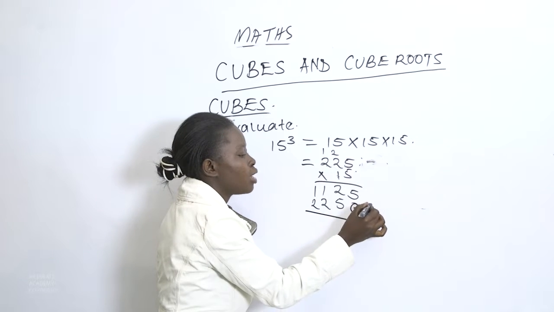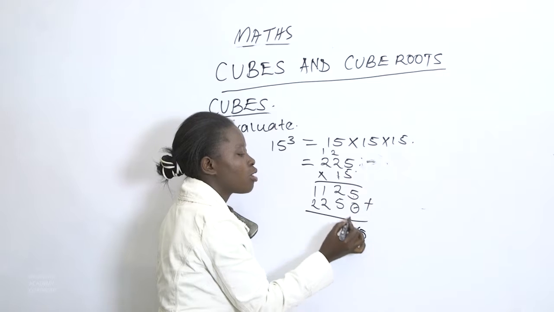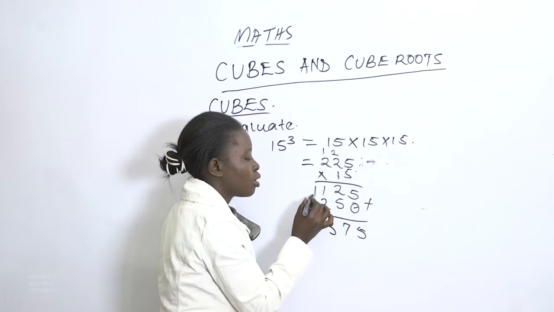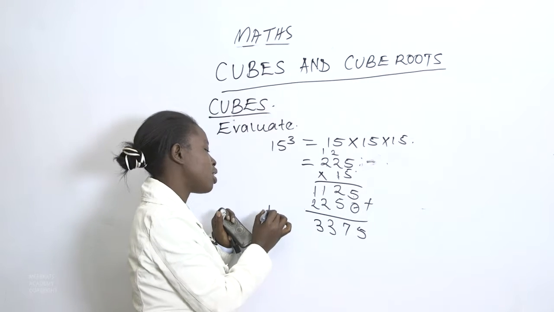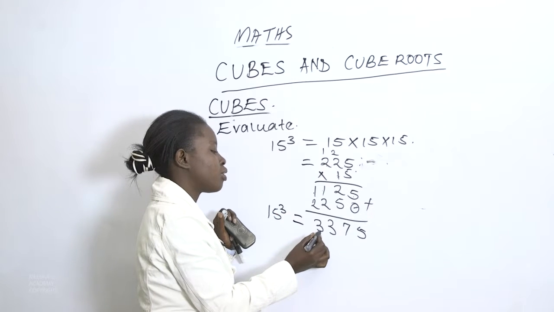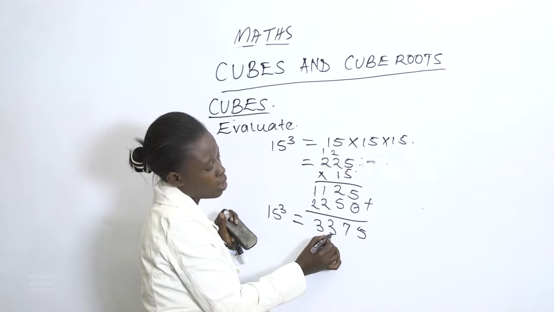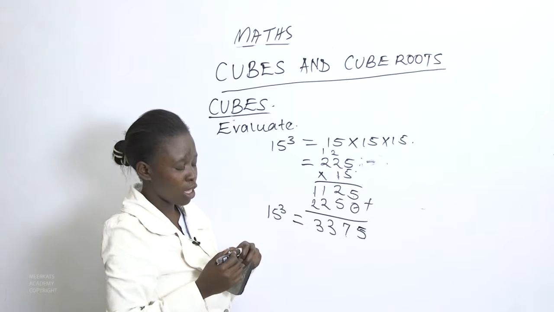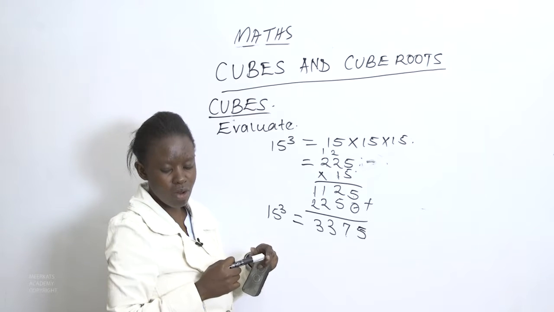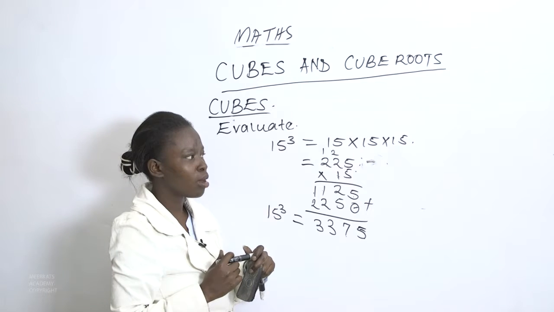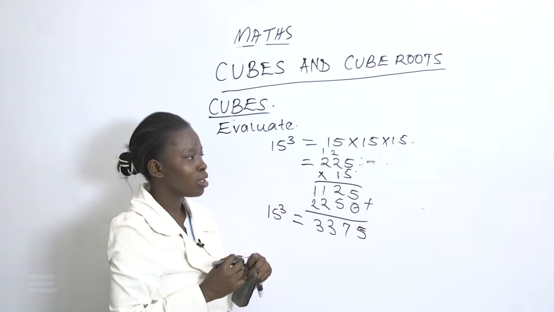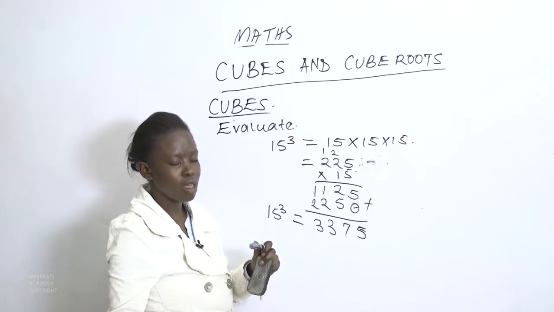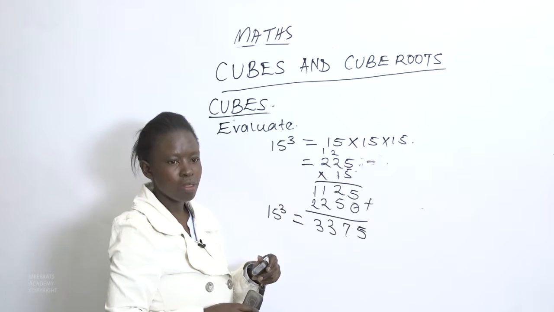So that means when I add, I have 5 plus 0, which is 5. 5 plus 2, which is 7. 1 plus 2 is 3. 1 plus 2 is 3. So it means that 15 cubed is 3,375. So when you are asked to get the cube of a given number, it simply means that you go ahead and multiply that number repeatedly 3 times. When you repeat multiplying the number 3 times, then what you are getting is the cube.